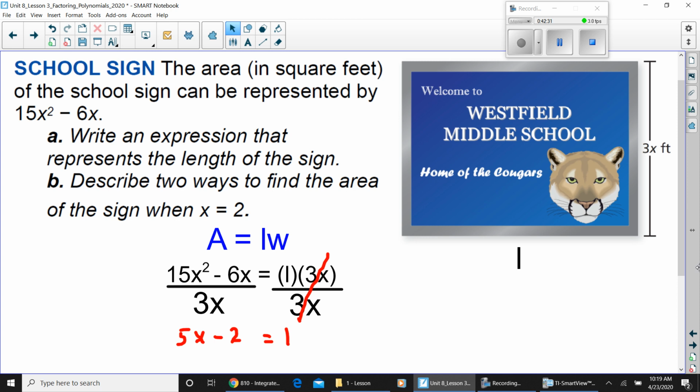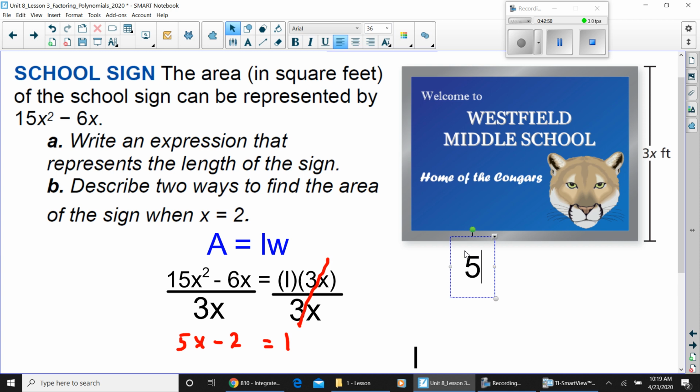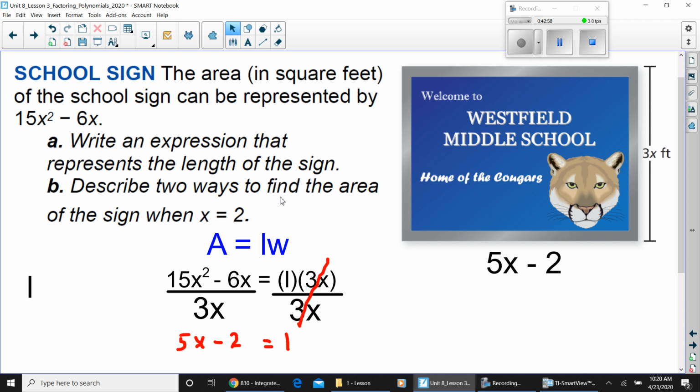So the second part of the question asks you for two methods to describe ways that you can find the area of the sign. Pretty easy, because now I'm going to take this L away and put 5x minus 2 down as the length. And obviously you're going to substitute this x in and then figure out what the area is based on this formula. Area equals length times width.